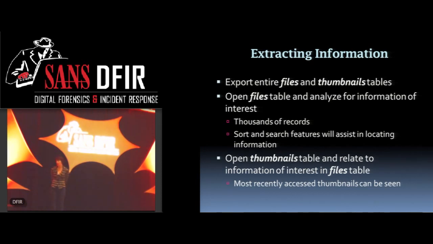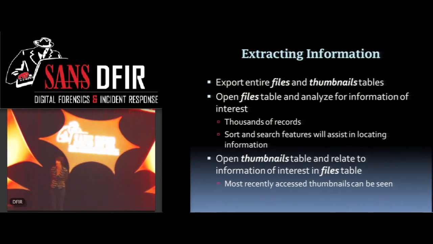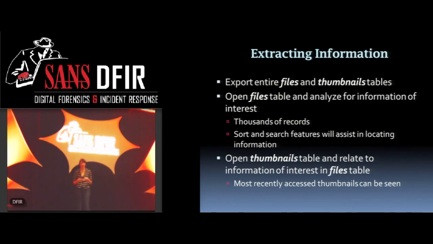So my first step is usually to export all of the information out of SQLite into something more manageable for me. That's Excel or Access. And then I'm going to use my sort and search features to look for information of interest. Could be things like file names. It could be stuff I've already identified, paths I've already identified.